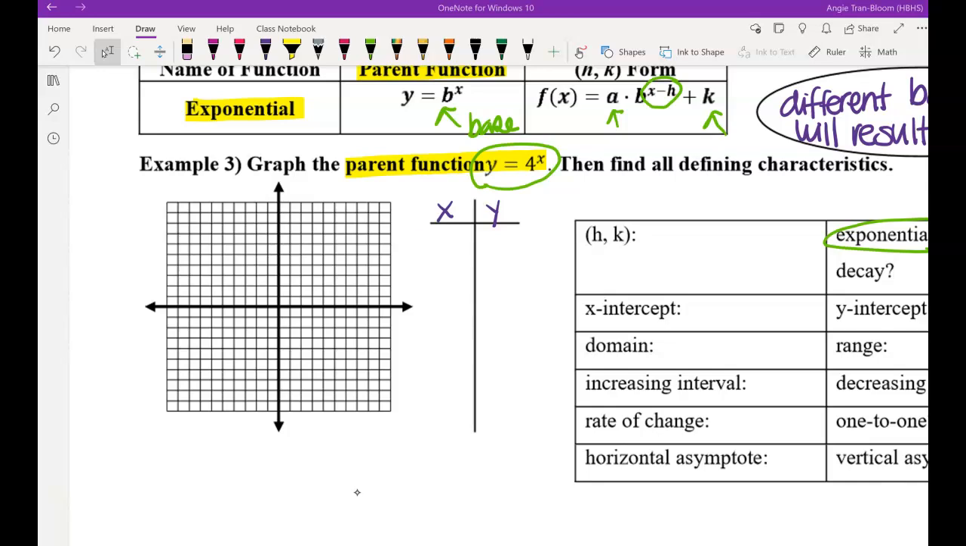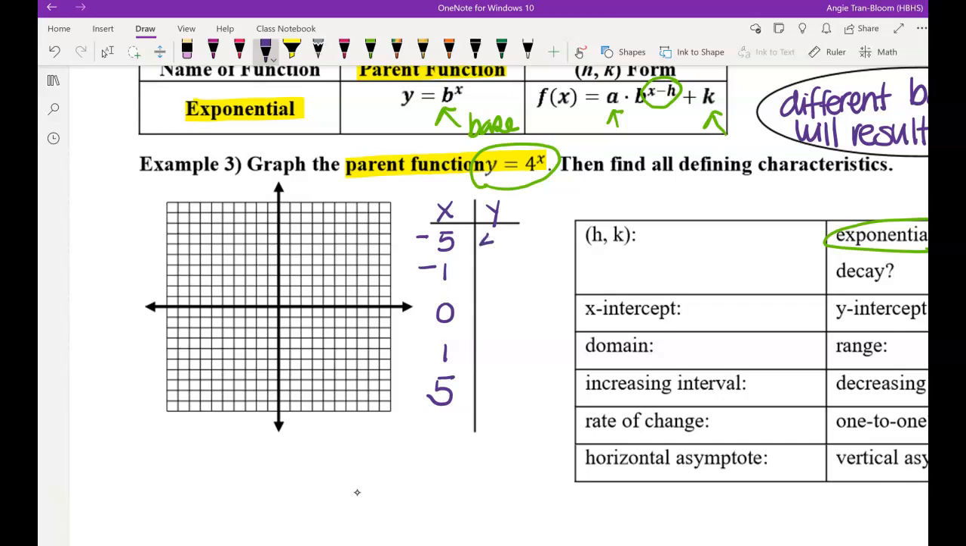We will go with -5, -1, 0, 1, and 5. Those are the x's we pick. Now, yes, you can pick -2. Yes, you can pick -4. You can pick -3. It's really up to all of us, okay?